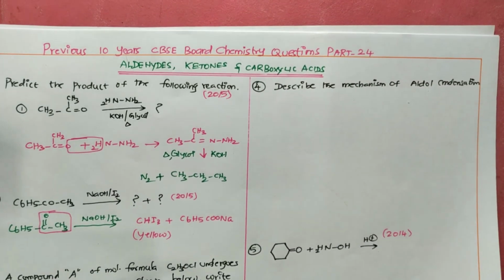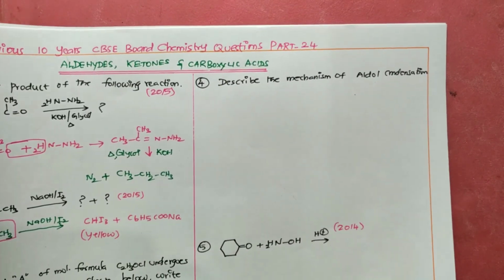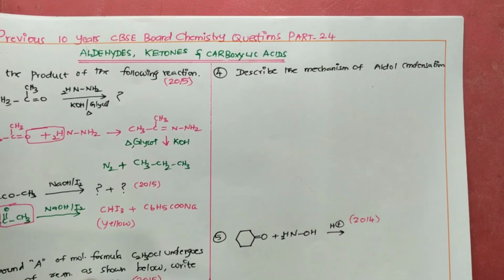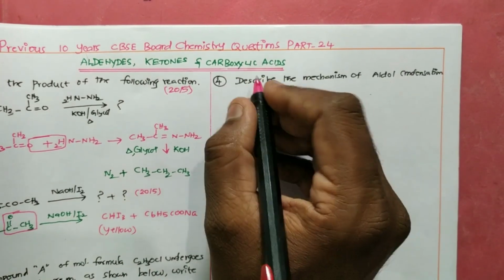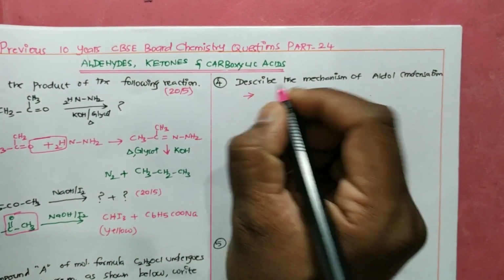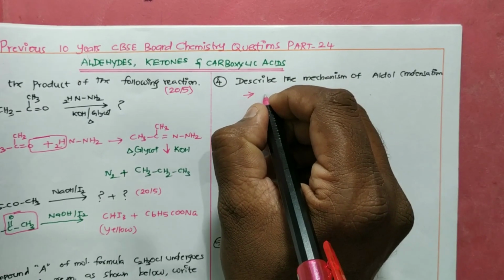Next one is: describe the mechanism of aldol condensation. So what is aldol condensation? For aldol condensation, the most important thing is the first condition: it should have either an aldehyde or a ketone.